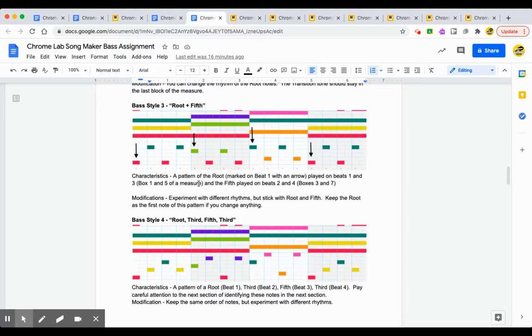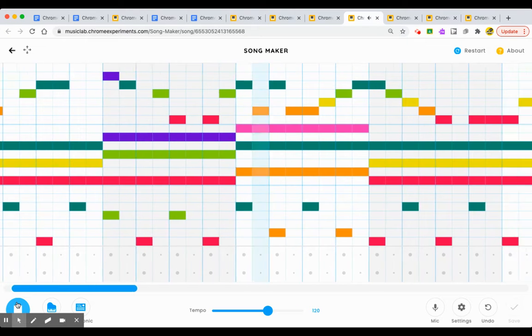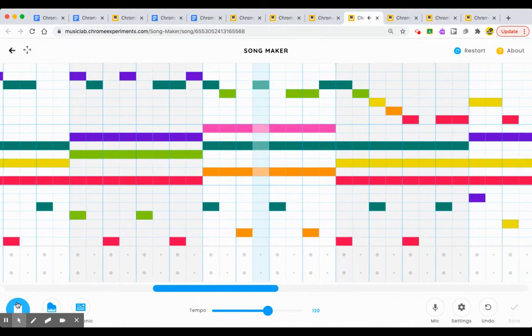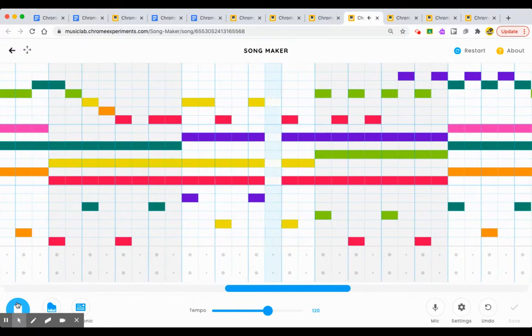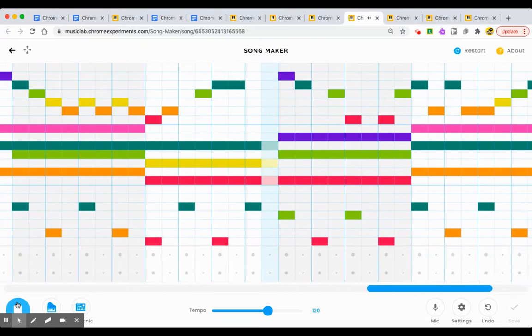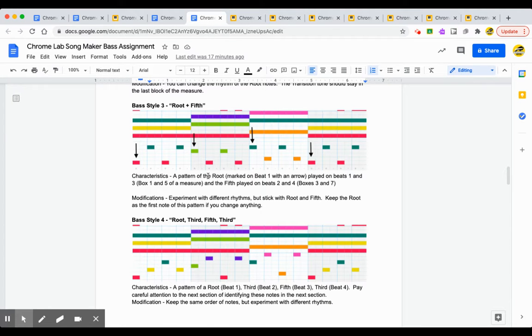Modifications you could do with this is that, again, you could try different rhythms, putting these boxes on different beats, but keeping the alternating pattern the same and making sure that the root is the starting note of the pattern if you change anything else. And let me go ahead and play what this one is going to sound like for you. I think that one's got a little bit of almost like a march feel to it.